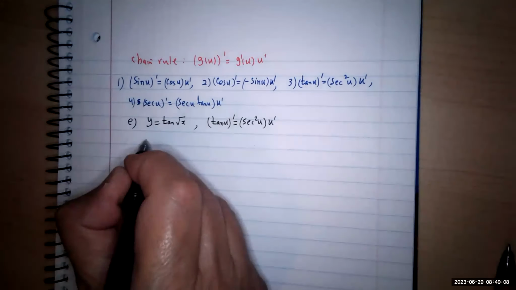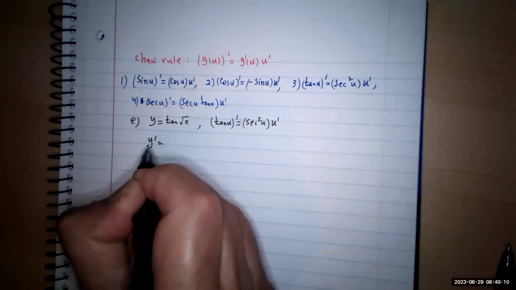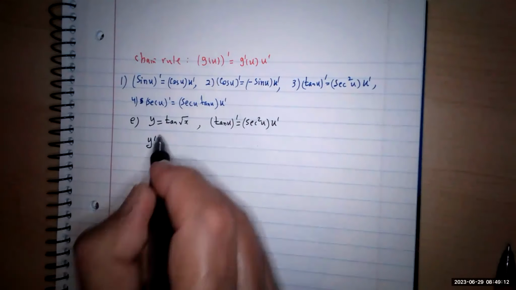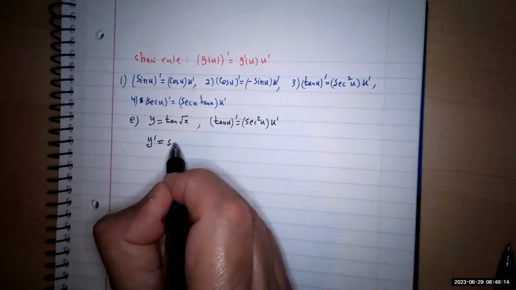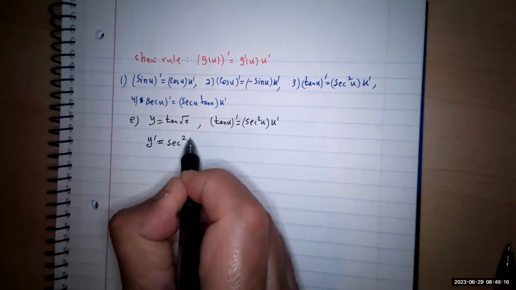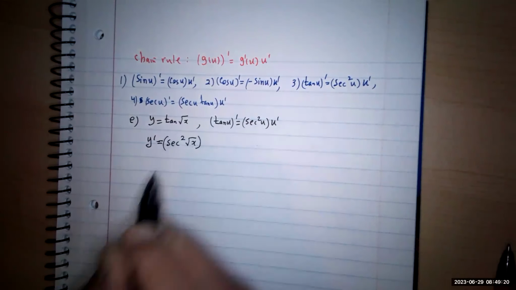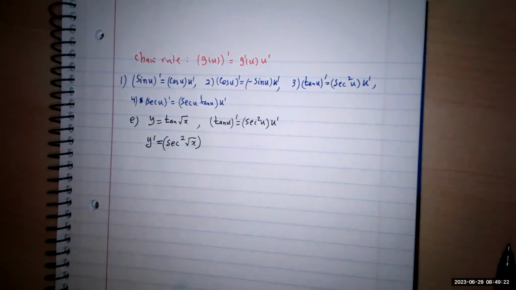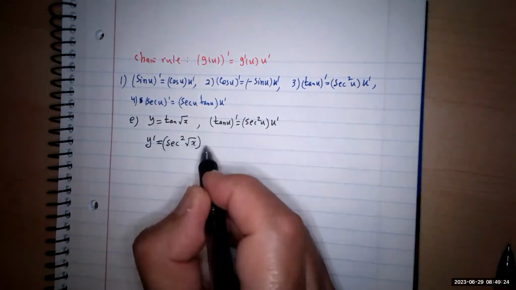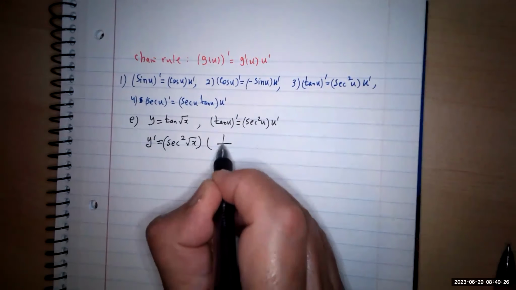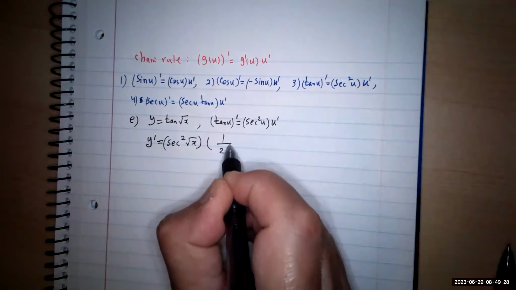So y prime equal to, if of a tangent, secant squared of what? Radical x. You have to pay for it. Pay for it means derivative of u, derivative of radical x. Remember, we talked about it. Just memorize it, it is 1 over 2 radical x.